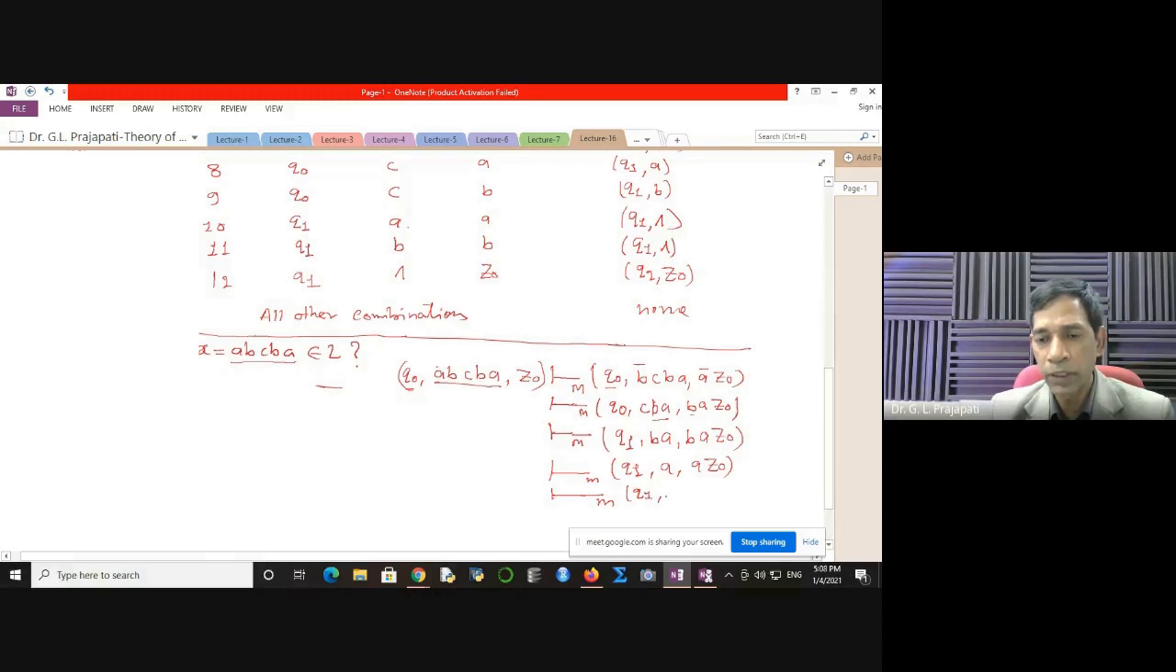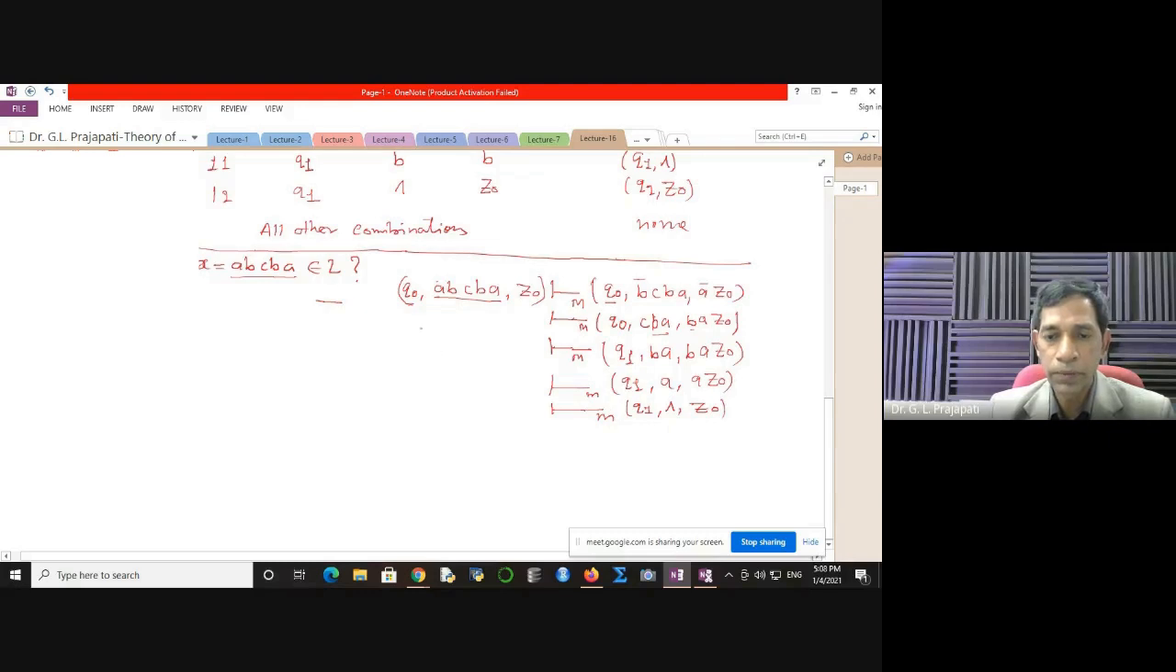Once you read it, the remaining input to be read next is what? Null. And you have deleted this because matching is done. The stack contents become Z0. Then from this situation your machine can move like this. You are at the state Q1, the remaining input to be read is null, nothing to read, input exhausted, and the top of the stack becomes Z0. This means that whatever you have pushed onto the stack from the state Q0, everything you have popped out, and the remaining input is null and top becomes Z0.